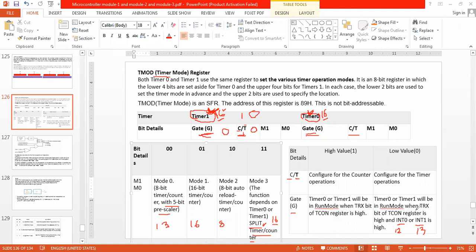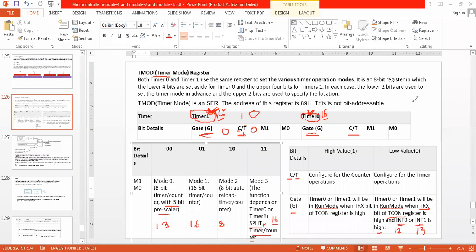So this is going to be run by the TRX bit of the TCON register, and high on INT0 or INT1 is high. It means these timer registers are there, no? 16-bit registers. The value will be stored into a 16-bit register, either timer 0 or timer 1.